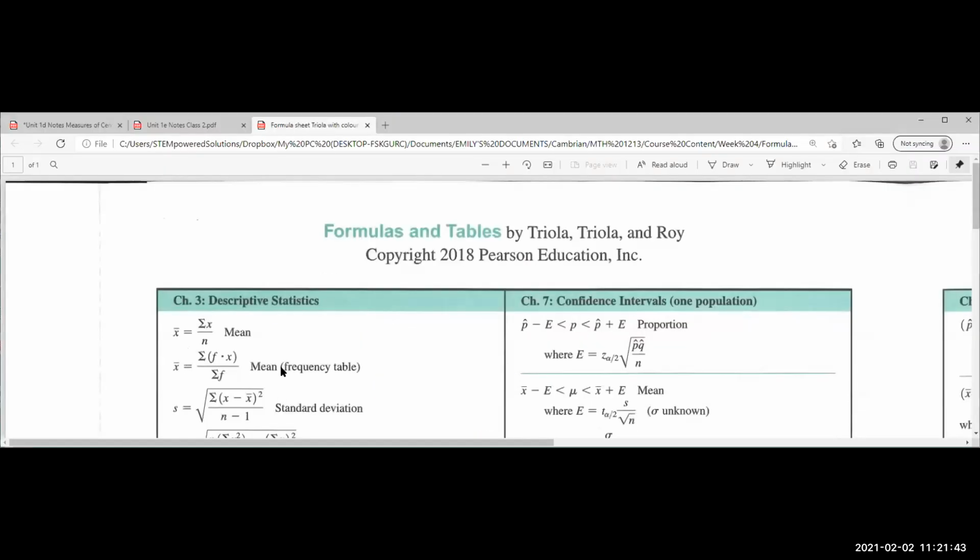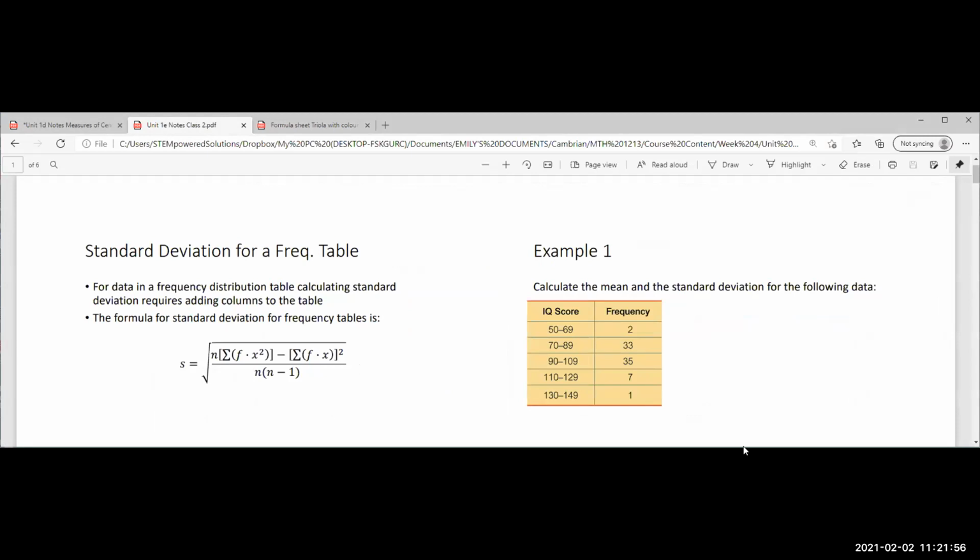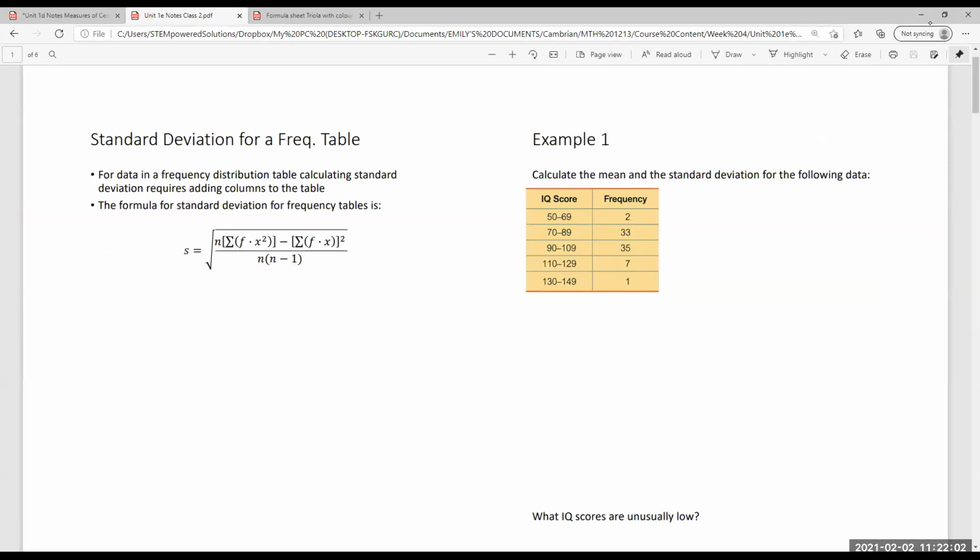Okay. So we know that the mean for a frequency table is equal to this equation right here, right? So that's how we're going to find the mean for this frequency table. So let's write down our equation. The mean is equal to the sum of the frequencies times x divided by the sum of the frequencies. I believe that's the correct equation. Yes, it is. Okay, but our standard deviation equation is right here as well.